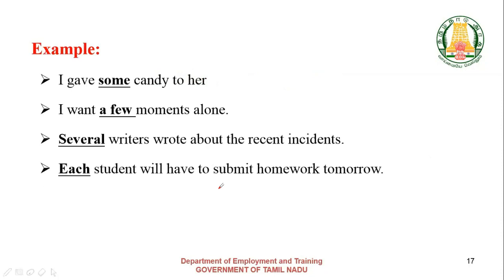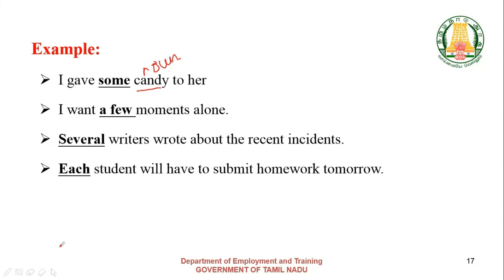The first one, I gave some candy to her. In this sentence, some stands for an indefinite adjective. I gave some candy. So here candy is a noun. Yes. So some specifies the noun candy. Some. How many? We are not sure. How many candies? 1, 2, 3. Not sure about it. Not definite about it. So this is an indefinite adjective.